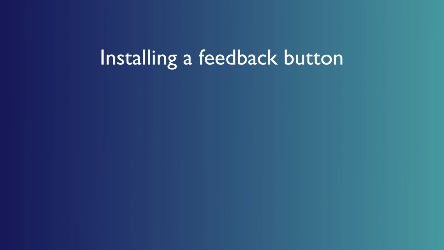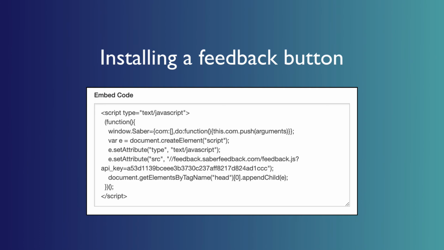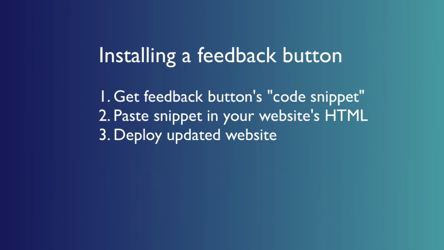So how can you install a feedback button? Typically, feedback buttons are easy to install but do require some technical expertise. Usually it involves pasting a snippet of code into your website's HTML, so you might need help from your web developer to do this. This is the usual installation process. First, you get a snippet of code from your feedback button's dashboard. Second, you paste that snippet into your website's HTML. And third, you might need to then deploy your updated website into production. This is usually all it takes to install a feedback button. Once you've completed these steps, you'll now see a feedback button on your website.